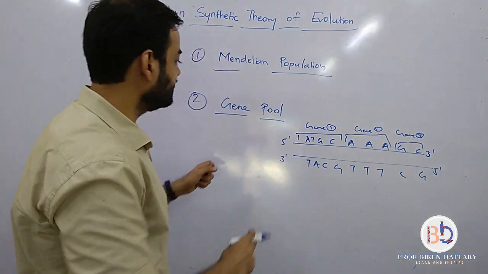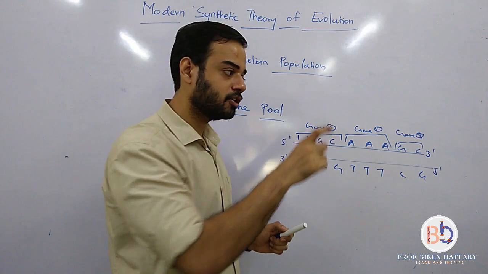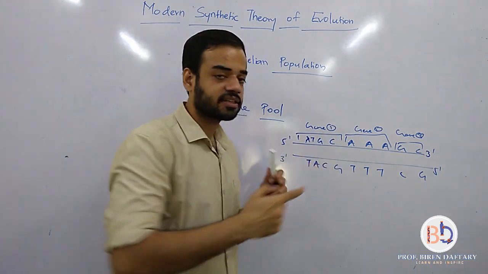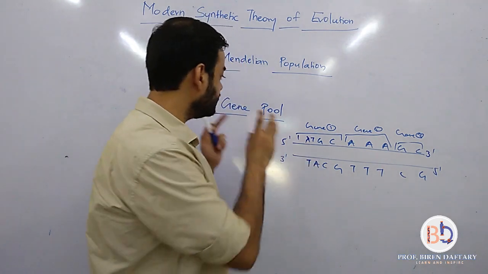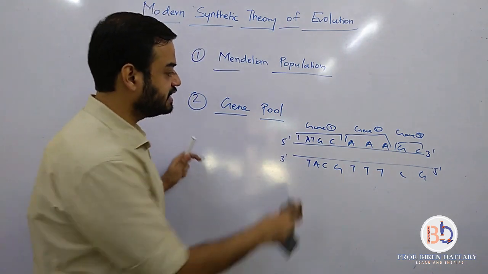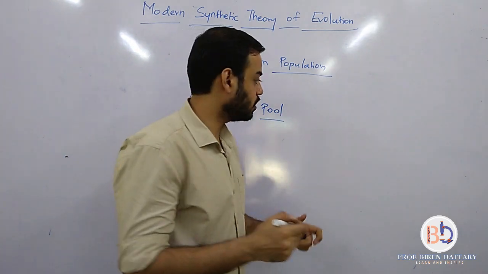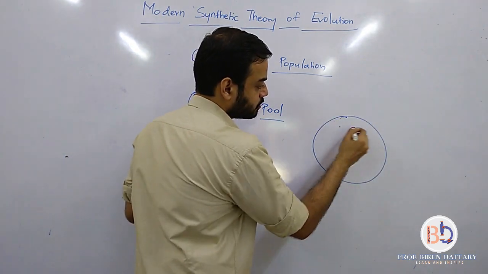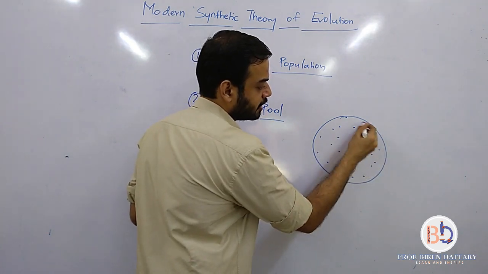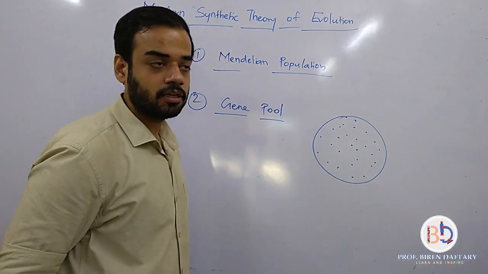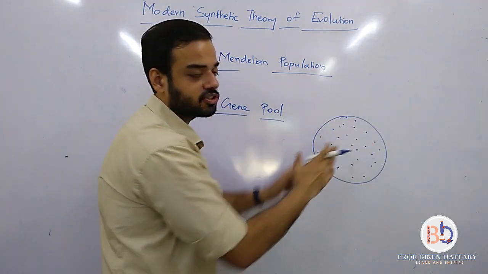Now what is a gene pool? Everybody has understood what genes are. Genes are small fragments or parts of a DNA. Now DNA is condensed to form chromatin, and chromatin is further condensed to form chromosome. Correct? So genes are present on the chromosome. Now what is a gene pool? You know what a Mendelian population is. So again I will draw the same thing. Suppose these dots which I am drawing are all organisms of a Mendelian population, meaning all these organisms can interbreed. Now gene pool is equal to the total number of genes present in this population.